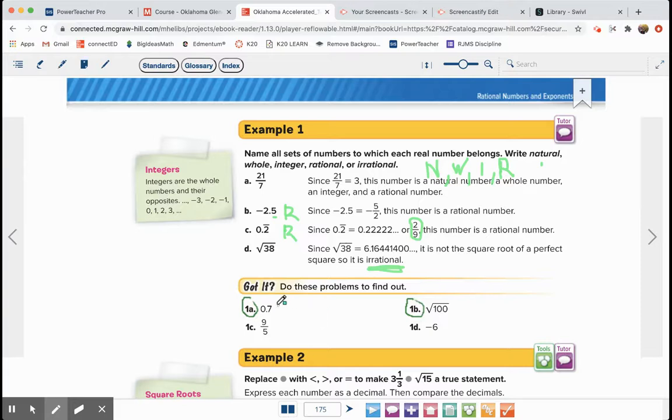So I want you to try 1A and 1B. Don't worry about the other two. Pause the video so you can try them on your own, and then I'll work them out with you.